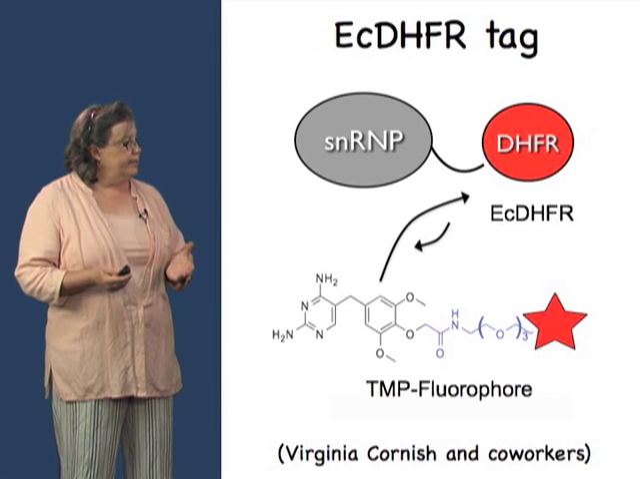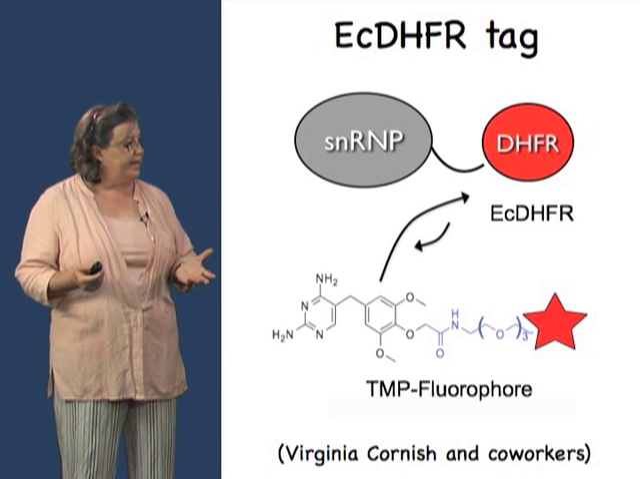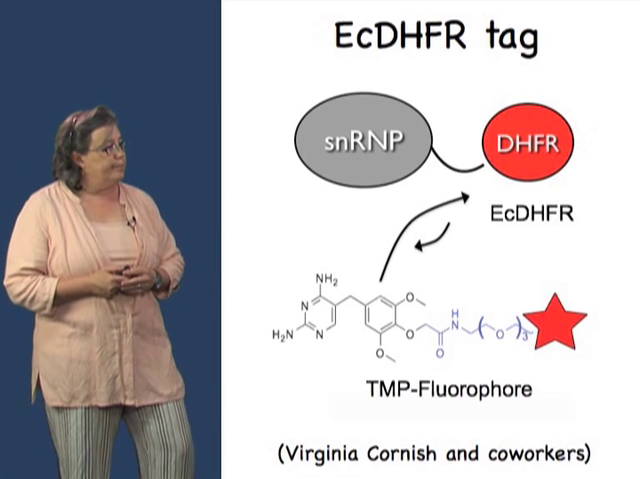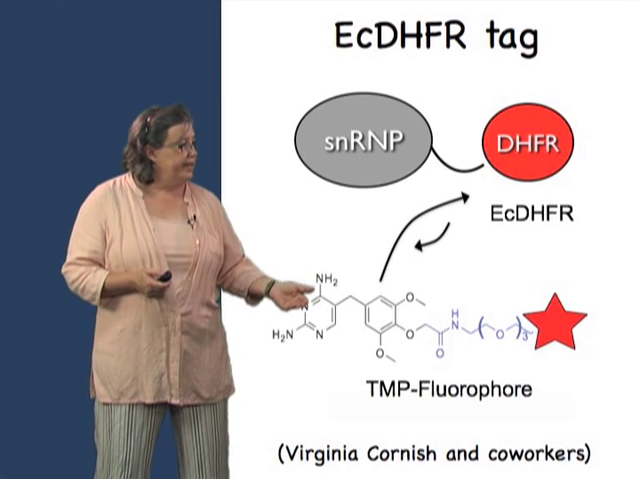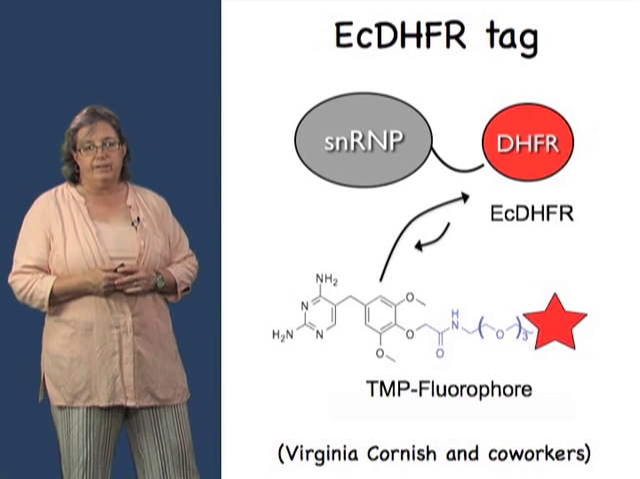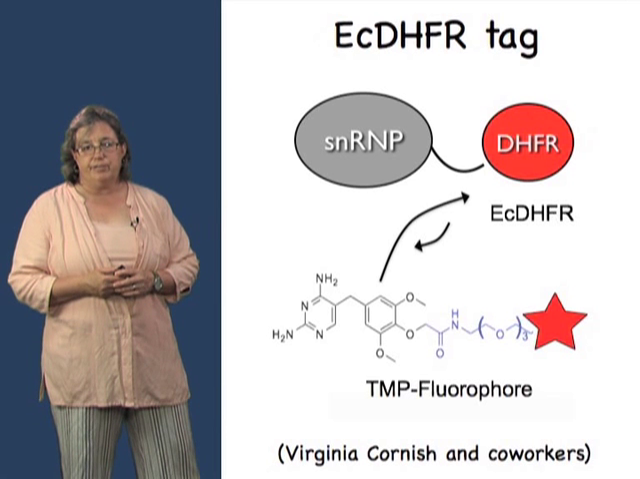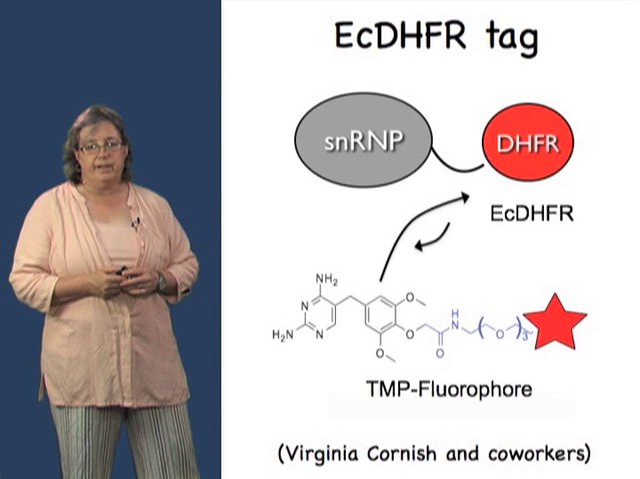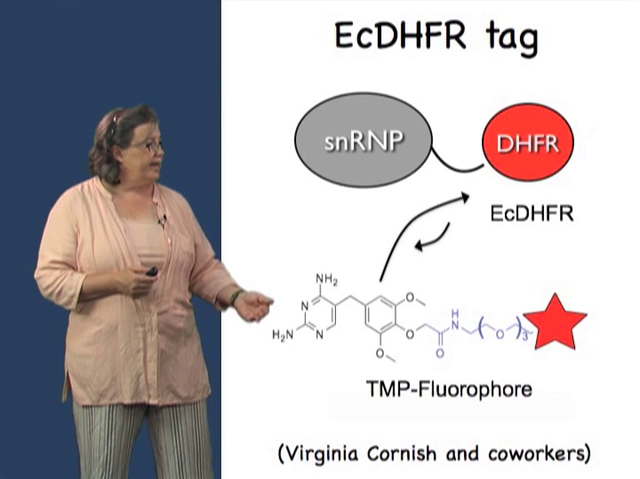Here, the other tag that we've been using is the E. coli DHFR, dihydrofolate reductase tag. And bacterial dihydrofolate reductase binds very tightly to trimethoprim, this molecule down here. It's a non-covalent interaction. Trimethoprim is an inhibitor of E. coli DHFR. But this molecule does not bind to eukaryotic DHFR. And this is a very tight interaction.